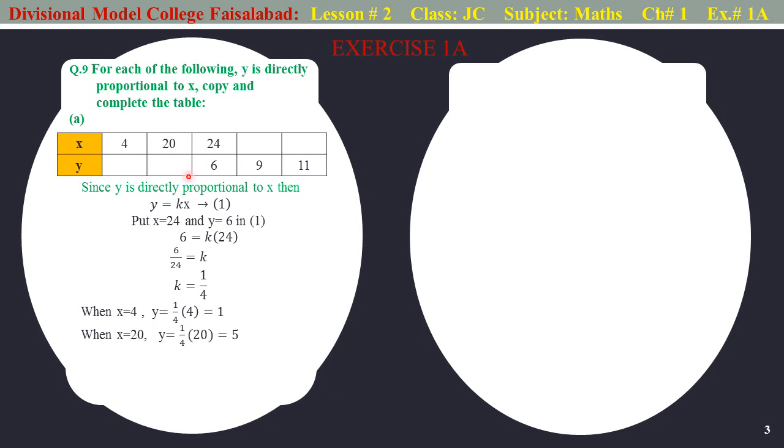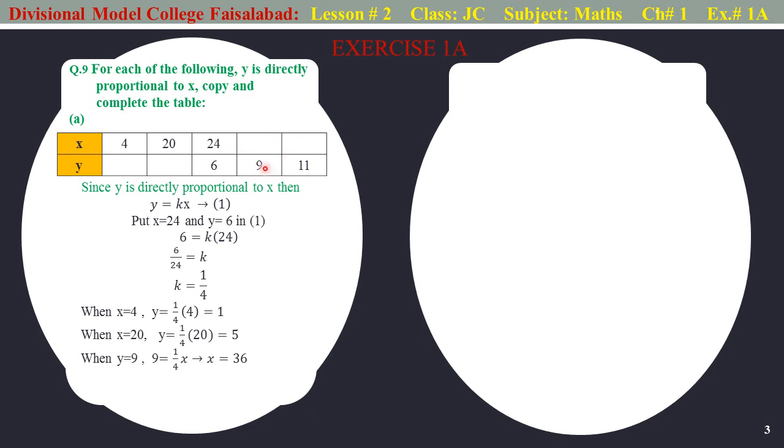Again, put the value of x equal to 20. When the value of x is equal to 20, y is equal to 1 over 4, the value of k, times the value of x, 20. 4 ones are 4, 4 fives are 20. So the value of y is 5. Now we will find the values of x. We are given the values of y.